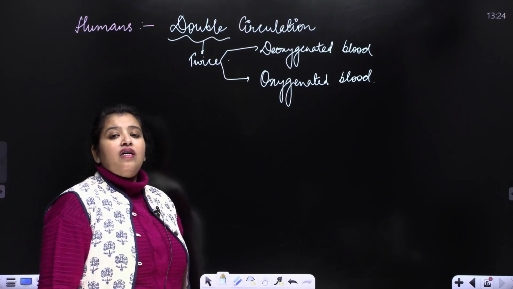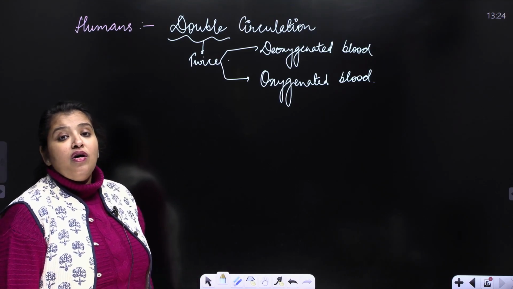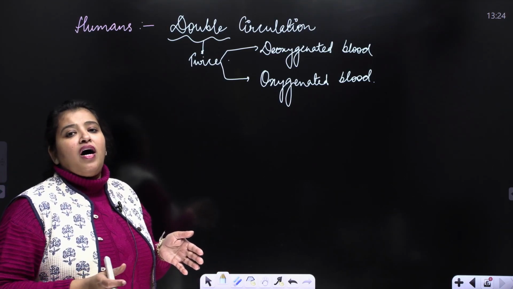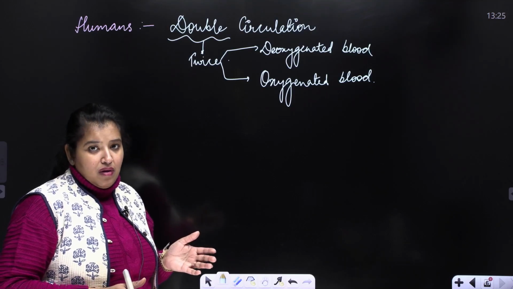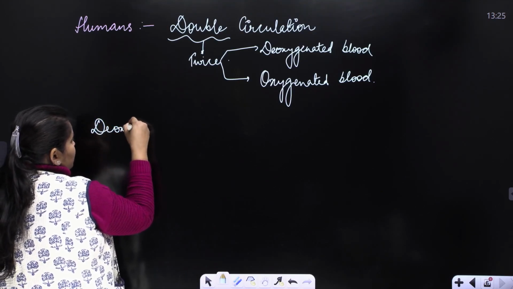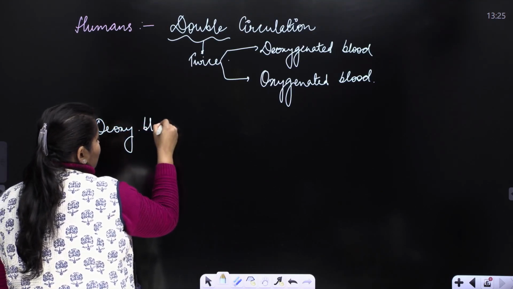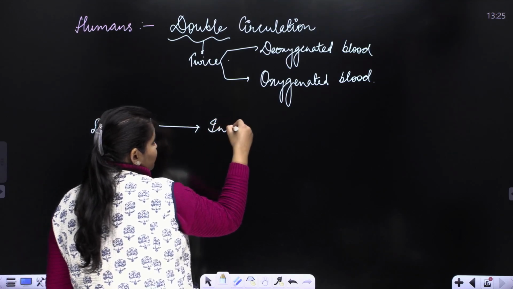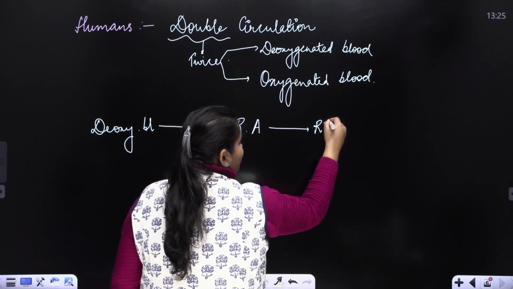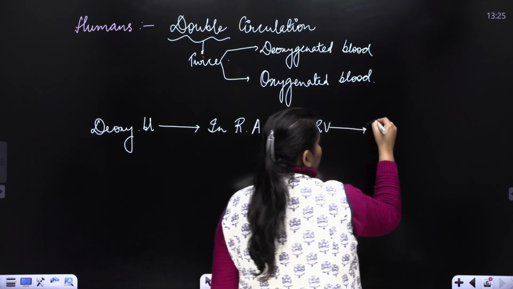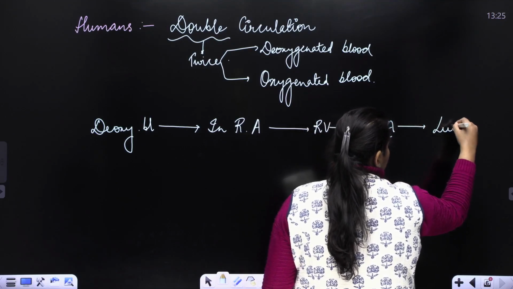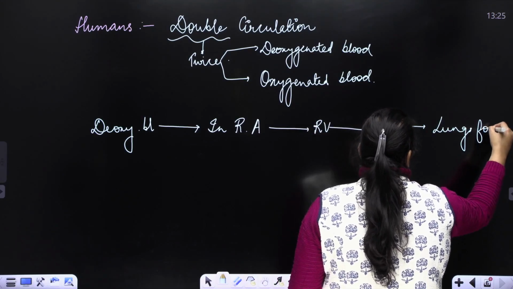When we studied the structure of the heart, we came to know that the right side of the heart carries deoxygenated blood and the left side of the heart will always carry the oxygenated blood. So see, the deoxygenated blood is collected in the right auricle. It is sent to the right ventricle. From the right ventricle, through the pulmonary artery, it is sent to the lungs for oxygenation.